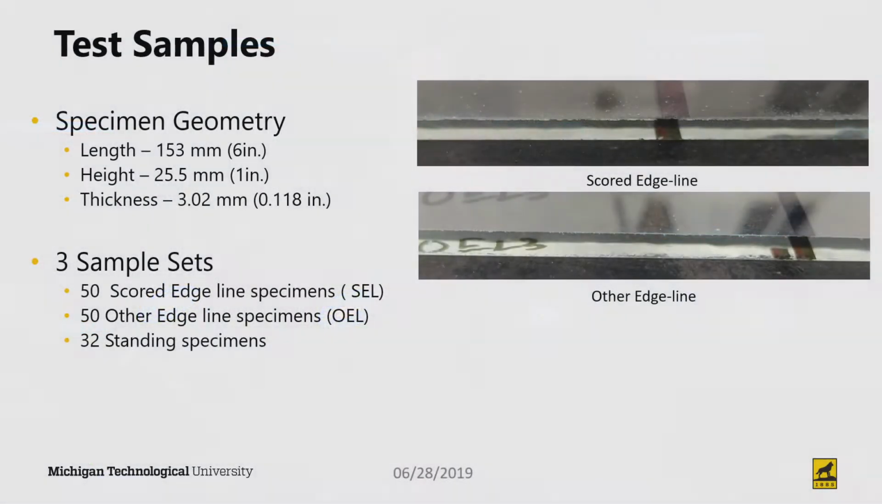This is just a proof of concept piece that we're trying to explore. Can we replicate some work that was done back in the 80s, and then can we scale this up? Hopefully over this summer we'll get a bigger test rig and use bigger samples. Having said that, we're going to do 50 of the scored edge, 50 specimens with the other edge, and 32 of the standing, just vertical, and see how that failure data compares.